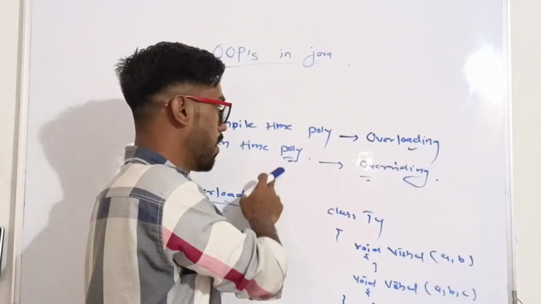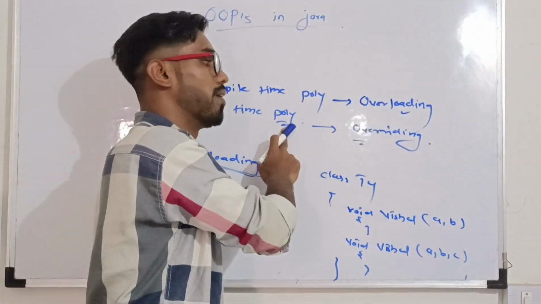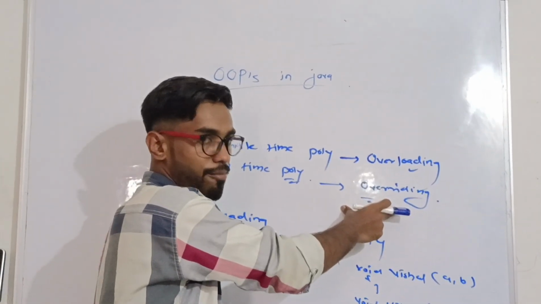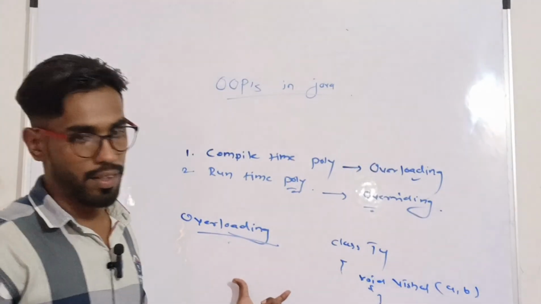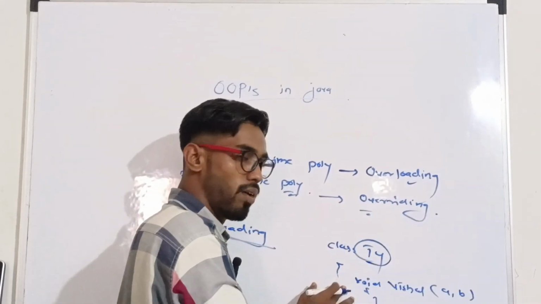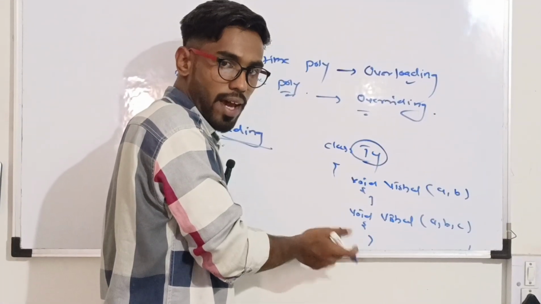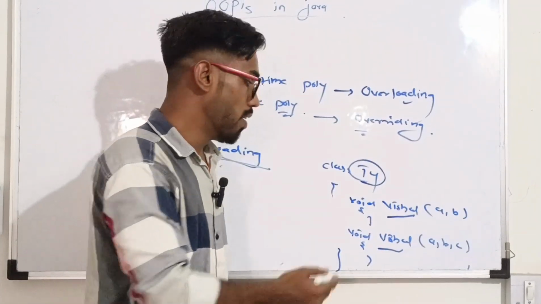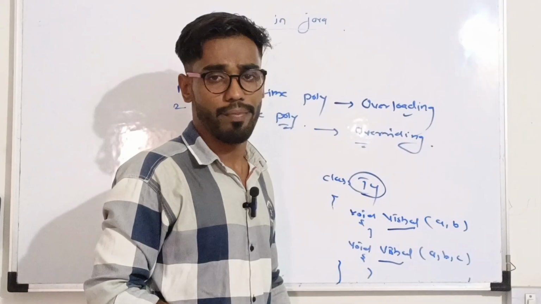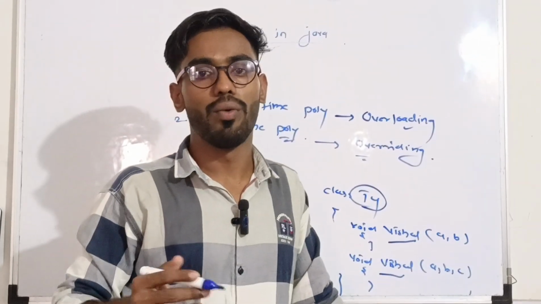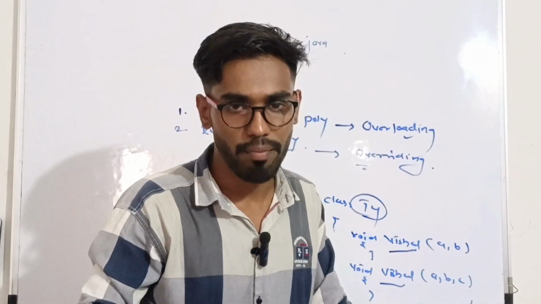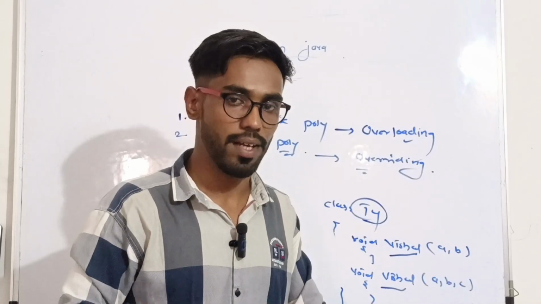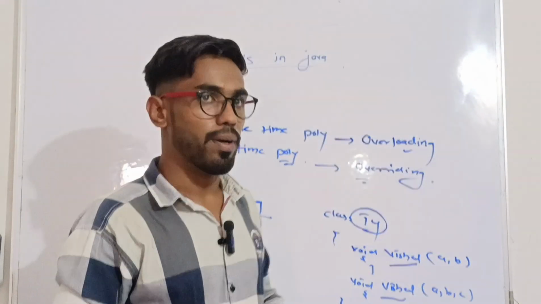And there are two concepts: overloading in compile time and overriding in runtime. So what is overloading and what is overriding? Overloading is nothing but if the class has more than one method with the same name, like here Vishal and here also Vishal. That is overloading. The class has more than one method with the same name, but there is a condition: we have to change the number of parameters of that method. That is the rule. So simple.